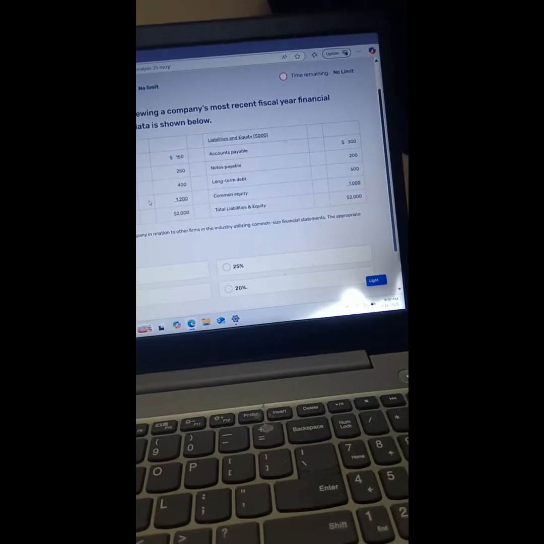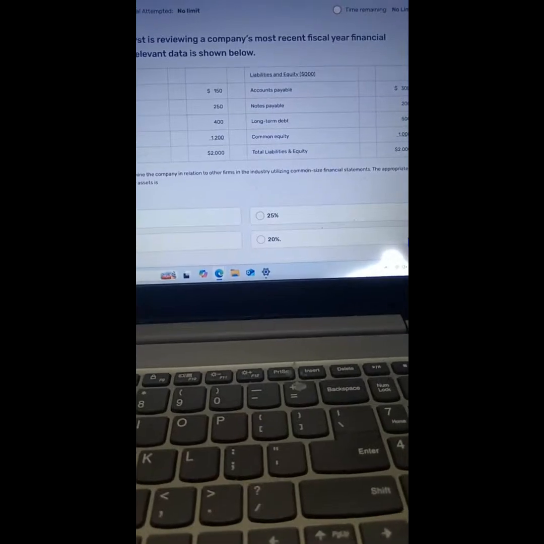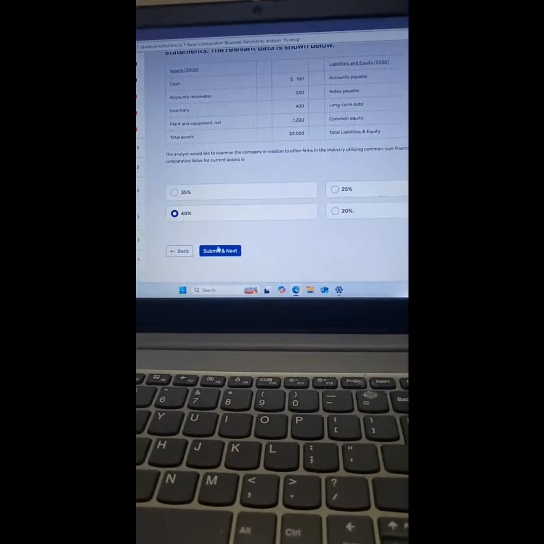Current assets means what? Cash. We have cash 150, accounts receivable 250 and inventory 200, right? Plant and equipment is not cash, and we have 800 total. Current assets 800 divided by total assets 2000. Simple, 40%, and the answer is already given here, right? This is the answer.